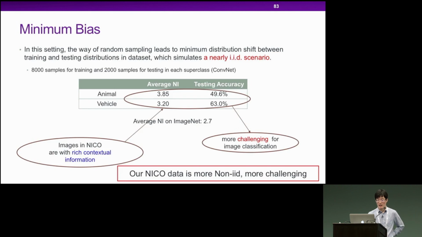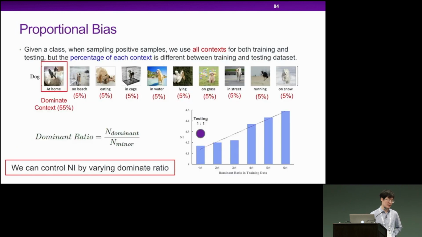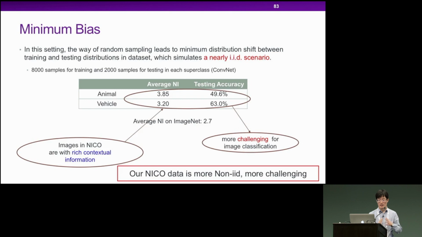Okay, so here you can see that even in the minimum bias, just doing some random sampling, the average NI is about 3.5. And comparatively, in ImageNet, it's just 2.7 or something like that. So that means, in NICO, we actually provide rich contextual and also more diverse distributions.